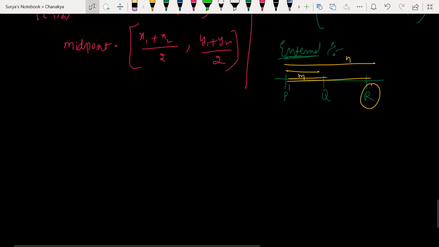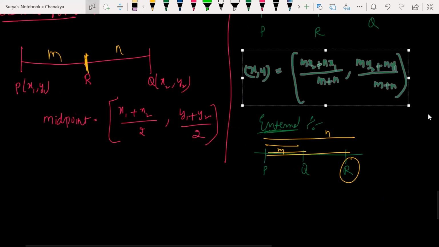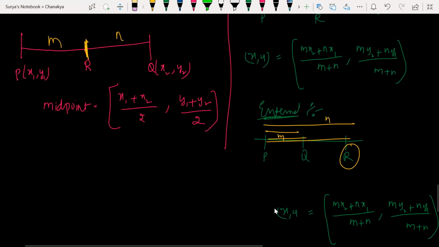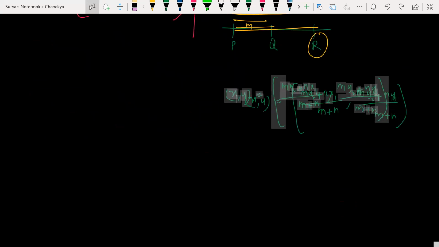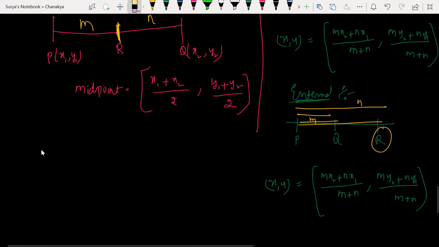So now look at this here. What is the formula for external divide? Same formula. But the only change is what? Here, the symbol. Here you'll be having minus, and the denominator also you'll be having minus. So this is your external formula.